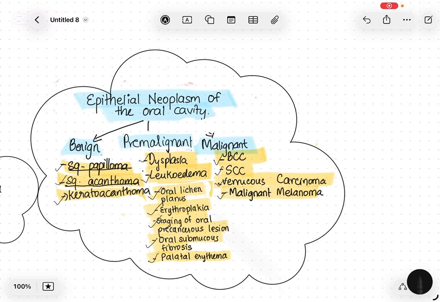From here, today we will be studying the staging of precancerous lesions. In precancerous lesions we studied in the last video that we had two lesions, which are erythroplakia and leukoplakia. Today we will be studying leukoplakia.